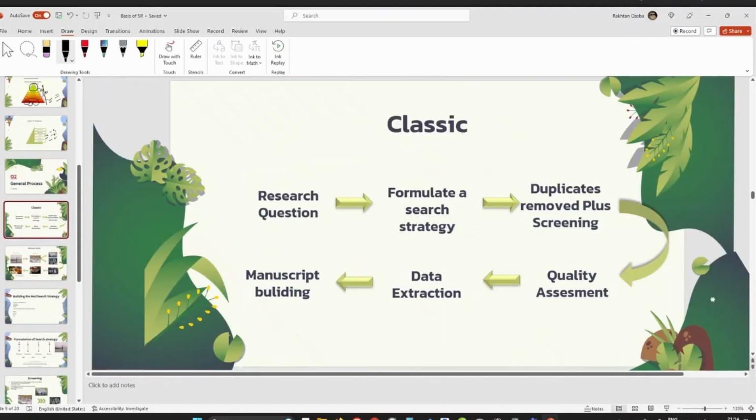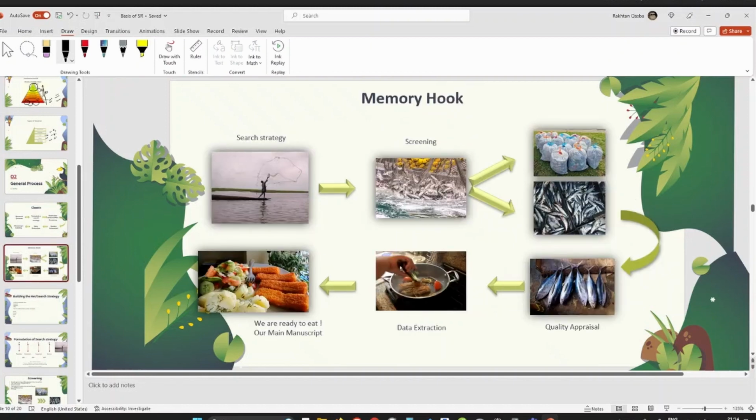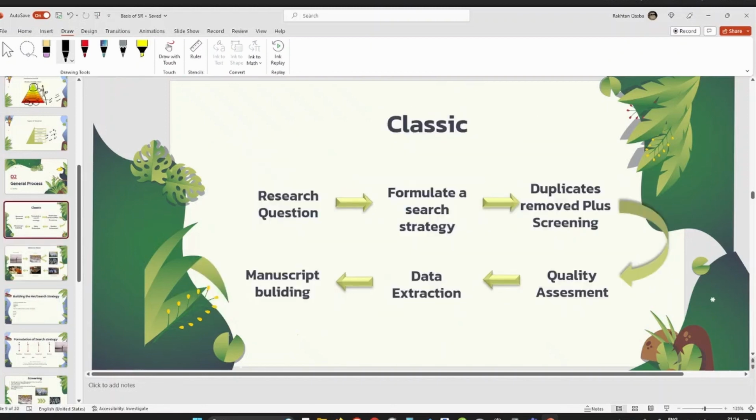I have put in the memory hooks after this. So this will make everything easy. All the reviews will start from a research question. First, you will have a research question, and you need to have expertise and a background to have a research question first. After having a research question, now you need to have papers to answer that particular research question.